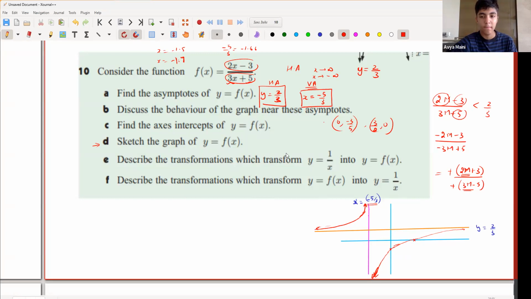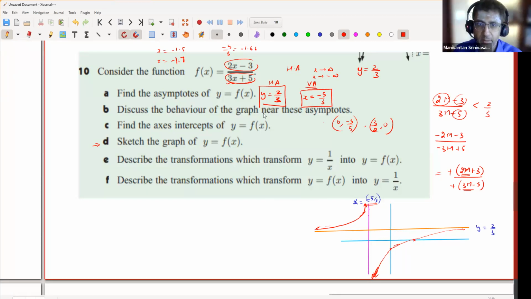Cool. As part of this sketching, we have also answered part B, the behavior of the graph near the asymptote. Part E: describe the transformations which transform 1 by x to f of x. This is a good one. Let's discuss this.